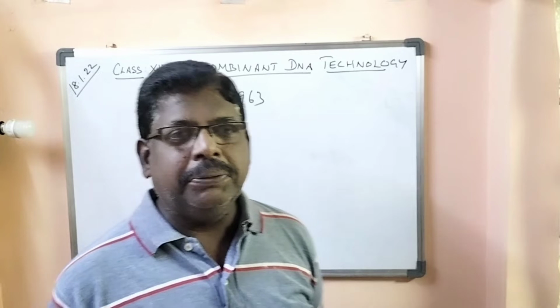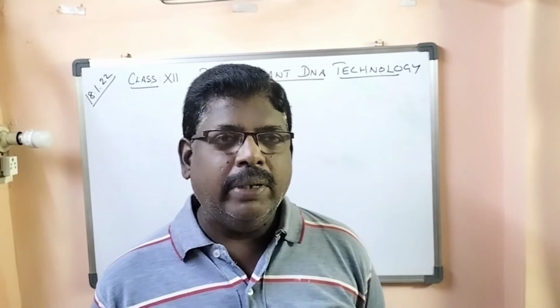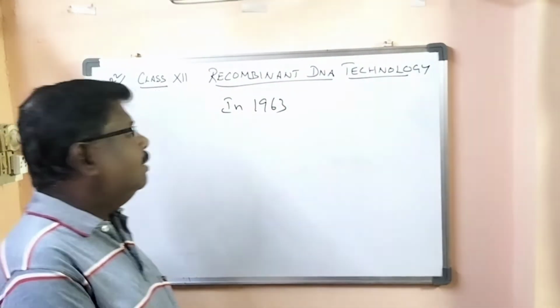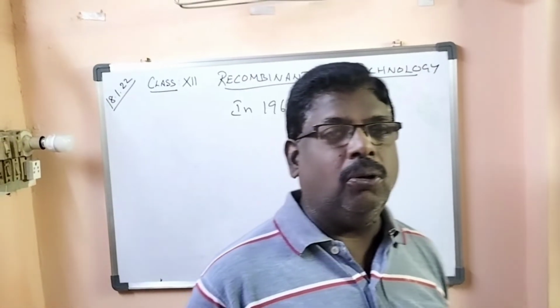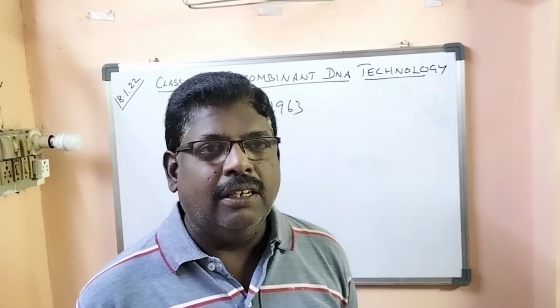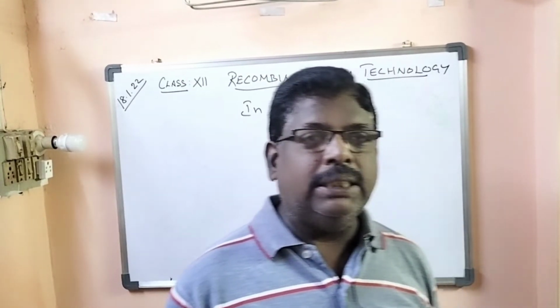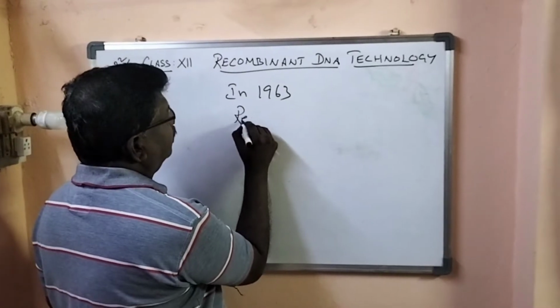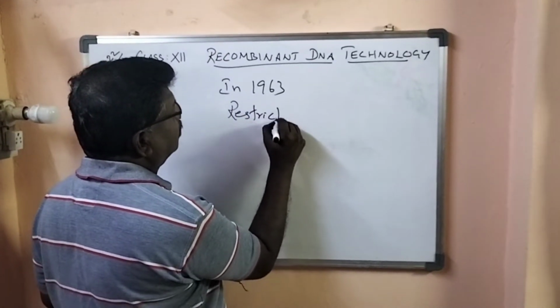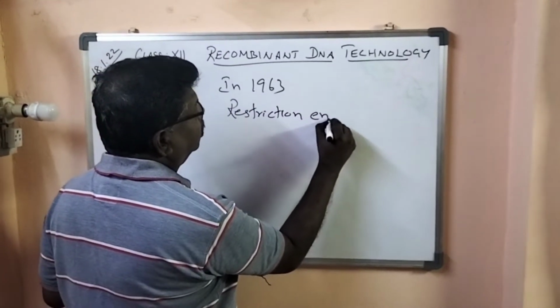Hi friends, in this video let us learn about recombinant DNA technology. In 1963, an enzyme was found to restrict the growth of bacteriophage, and that enzyme was later known as restriction endonuclease.